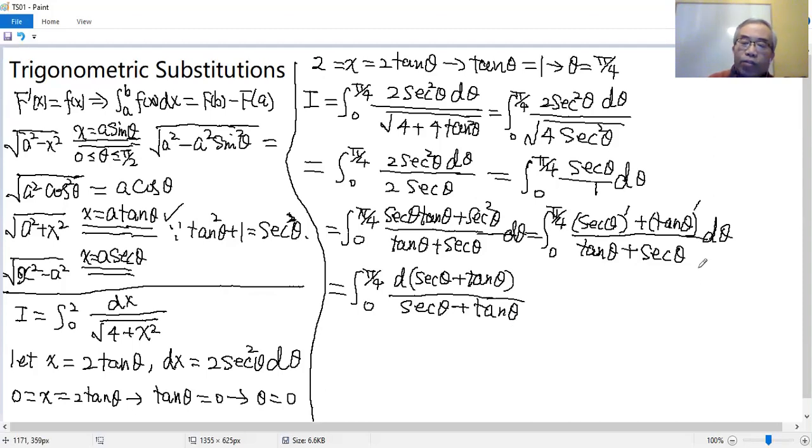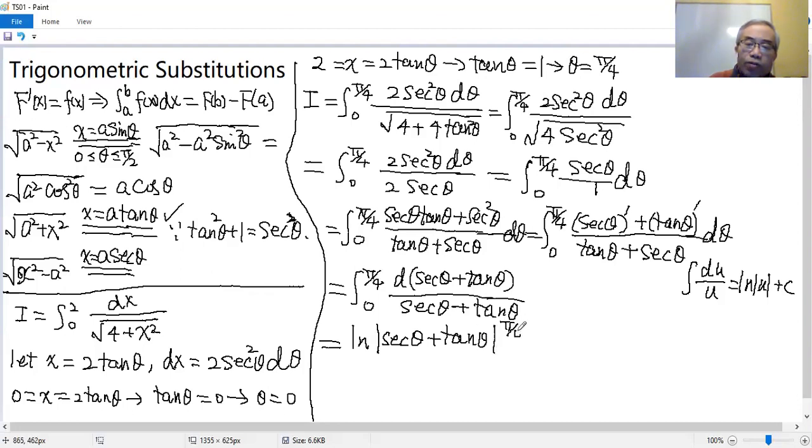At this point, we can use the formula: the integral of du over u equals ln absolute value of u plus c. So if we let secant theta plus tan theta equal u, then we get ln absolute value of secant theta plus tan theta, evaluated at pi over 4 minus the value at theta equals 0. When theta equals pi over 4, secant pi over 4 equals 1 over cosine pi over 4, which is the square root of 2, plus tan pi over 4 equals 1. When theta equals 0, secant 0 equals 1 over cosine 0, which is 1, plus tan 0 equals 0.